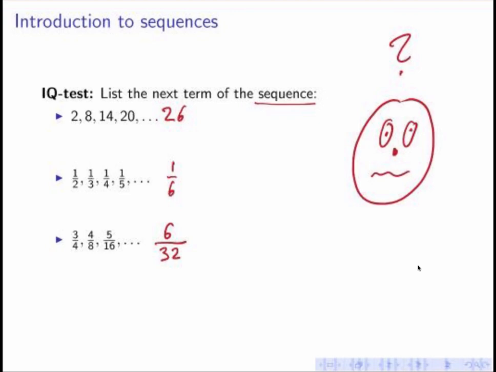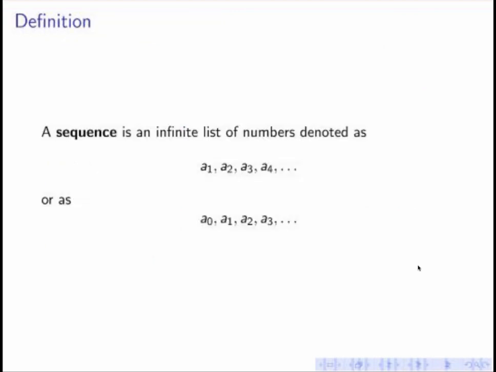So how can we find rules for these sequences? How can we generate sequences? And what properties do they have? So here's a definition. A sequence is just an infinite list of numbers which we denote as A1, A2, A3, A4, or equivalently as A0, A1, A2, A3. You will see in the examples, which I do in a second, that sometimes it's just more convenient to start with A1. Sometimes it's more convenient to start with A0. Both is possible, and you just use whatever is easier.